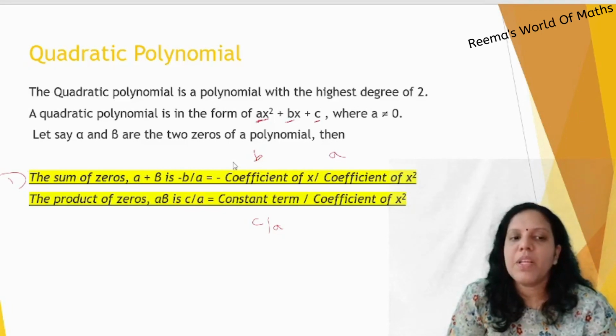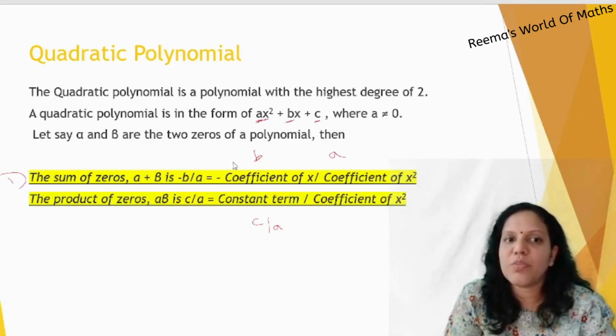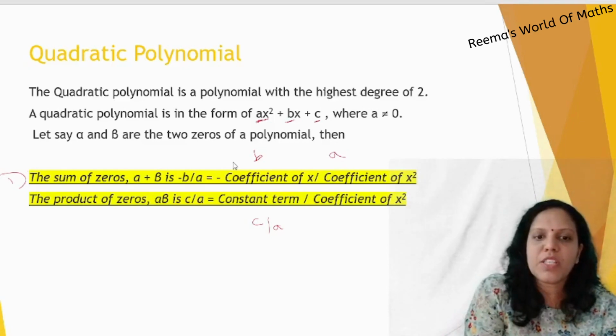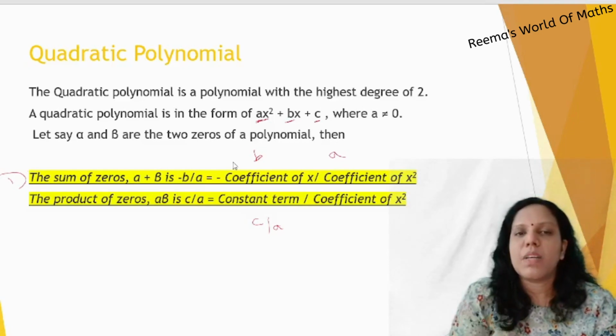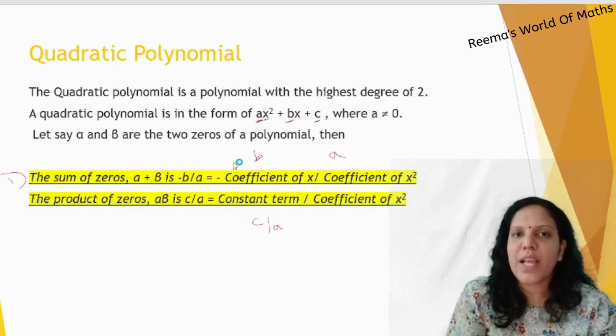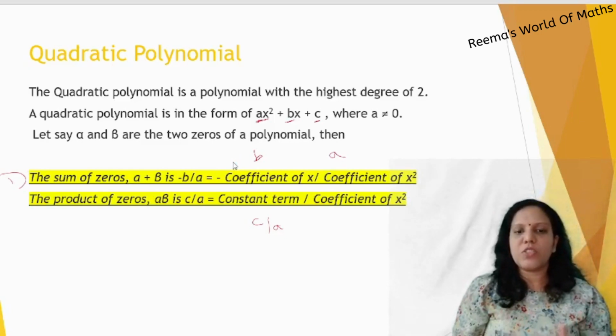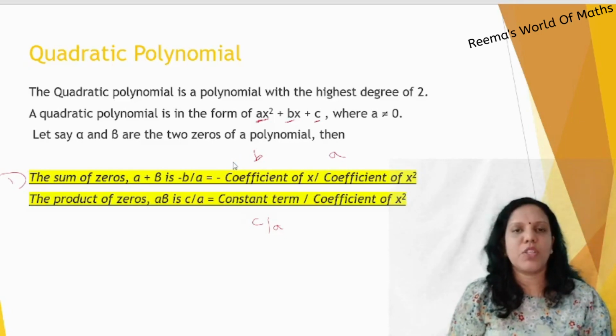So once again, there exist two relationships between the zeros and coefficients of a polynomial. The sum of the zeros is equal to minus the coefficient of x divided by the coefficient of x squared, and the product of zeros is equal to the constant term divided by the coefficient of x squared.